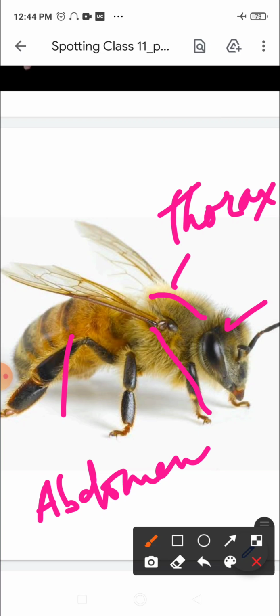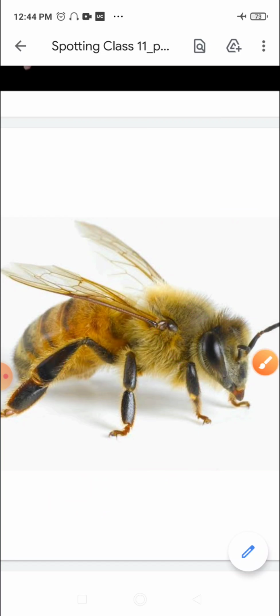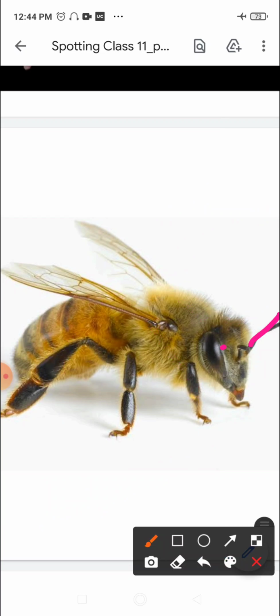So you can see the eyes also here. The antenna is here. You can see the eyes also that are present. So it bears a pair of compound eyes. Thorax has 3 pairs of legs, right?